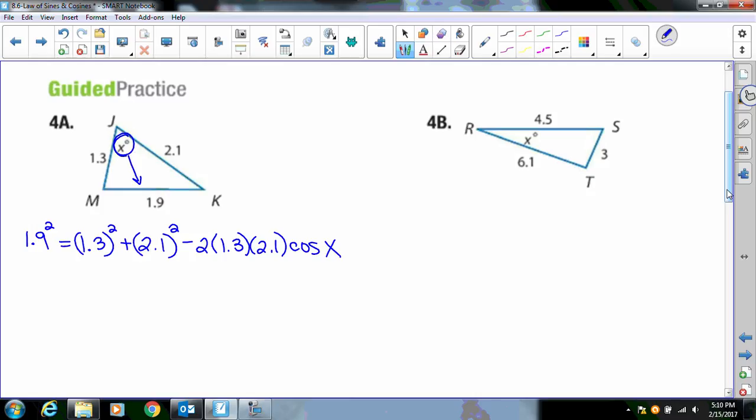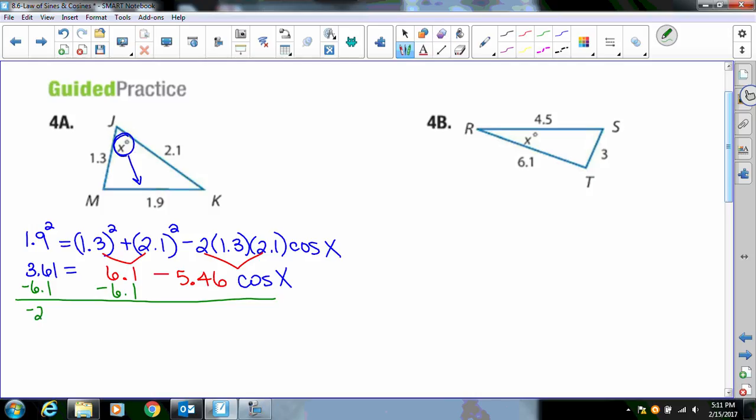Okay? And then I'm going to do that. So I'm going to bring down my 1.9 squared, which is 3.61. And then 1.3 squared plus 2.1 squared is 6.1. Minus 2 times 1.3 times 2.1 is 5.46. And then bring down my cosine x. We're trying to solve for x. We're trying to get stuff away from x. So the first thing I'm going to do is subtract this 6.1 over. So that would give me negative 2.49 equals negative 5.46 times the cosine of x. I'm multiplying by negative 5.46. So to get rid of it, I need to divide by negative 5.46.